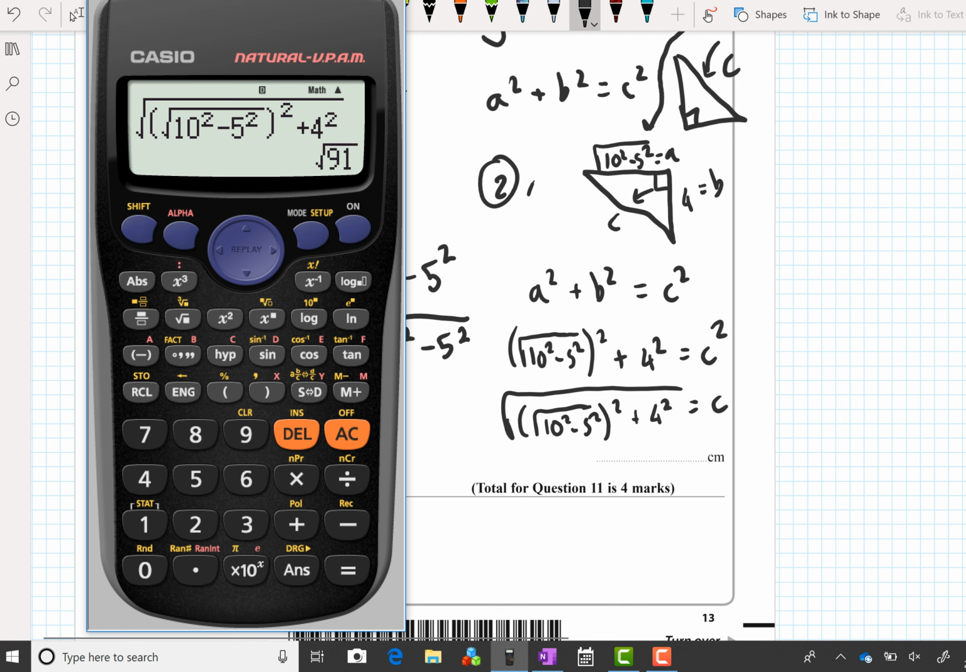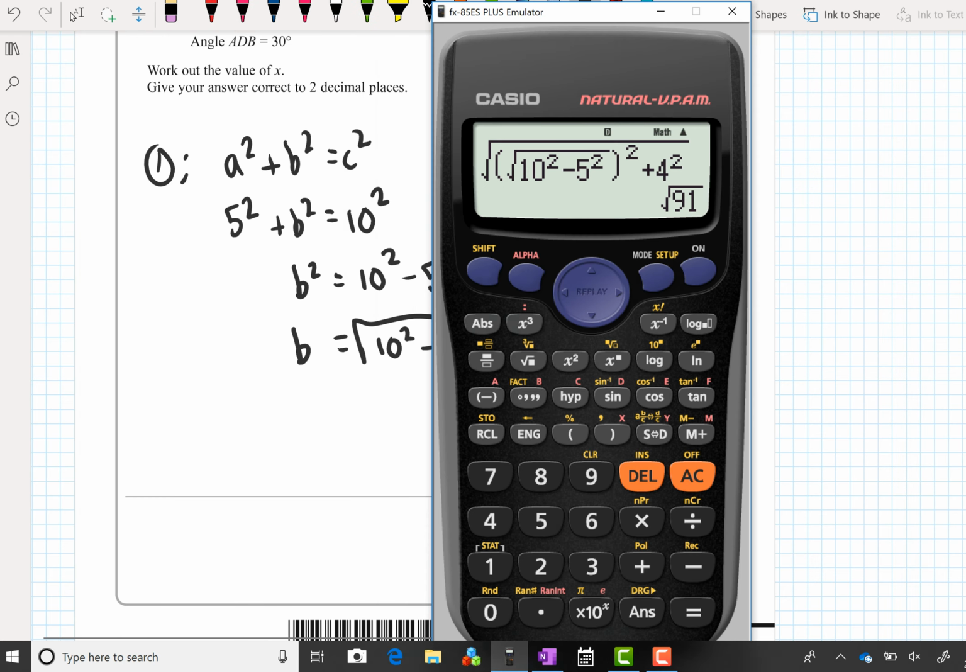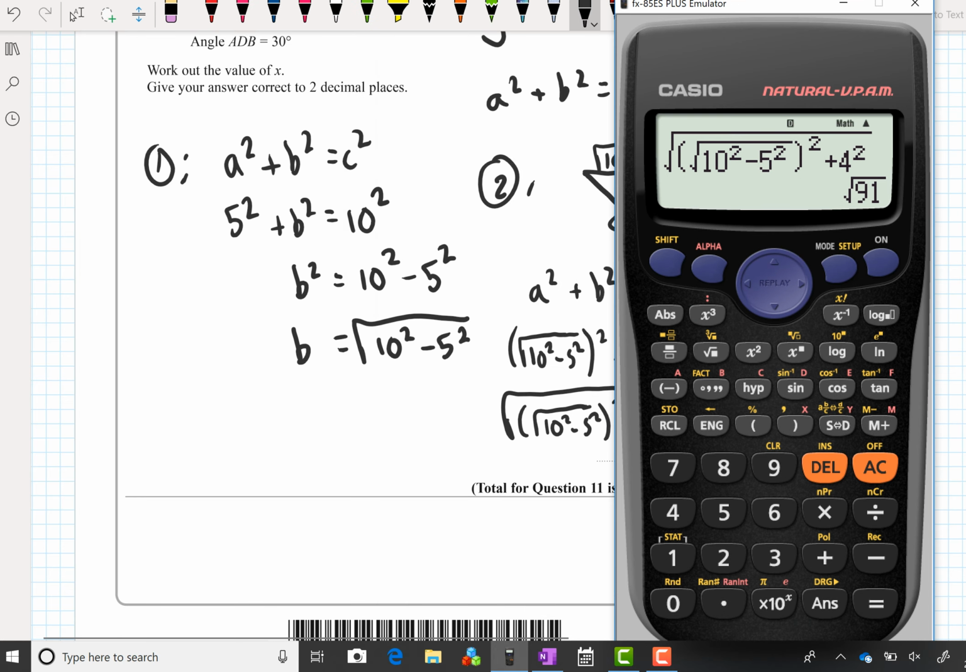Can I leave my answer as a surd, which that's called? It says give your answer correct to 2 decimal places. So I could write here root 91 to ensure that I get another method mark. Give your answer correct to 2 decimal places. So 9.53, the 9 rounds the 3 up. This will become 9.54.